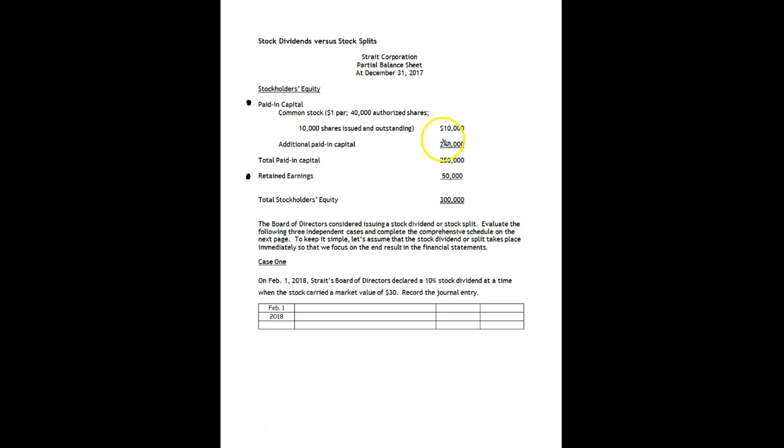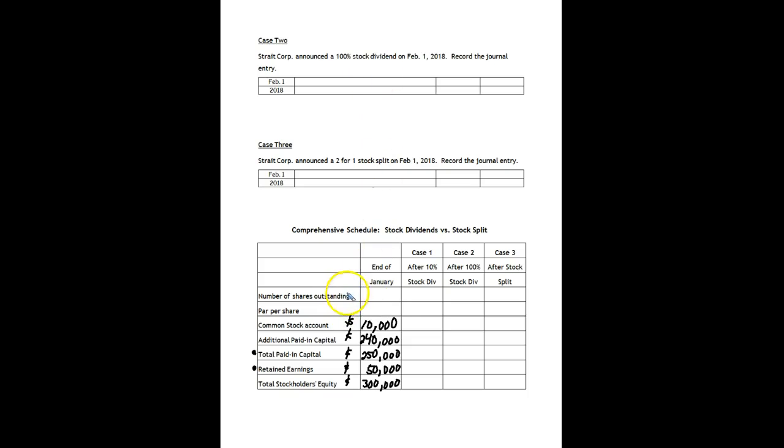So I'm just taking these numbers and putting them over in our table. Now I also want to look at how many shares are issued. It tells us that of the 40,000 shares authorized by the state, we have actually sold or issued 10,000 of them. We can double check that number because 10,000 shares at $1 par would be $10,000. So the balance represents 10,000 shares at $1 par. Let's put the number of shares outstanding, 10,000, and the par value per share is only $1. So that's the scenario that we start with.